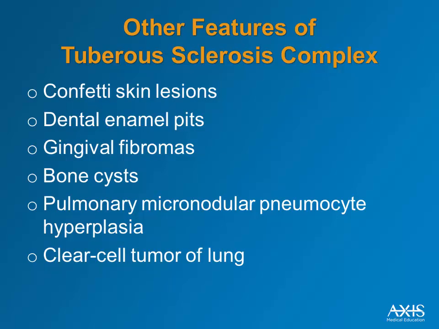There are many other clinical features of tuberous sclerosis complex, some of which are listed here: confetti skin lesions, scattered, very small punctate hypopigmented lesions on the skin. Dental enamel pits can occur, gingival fibromas on the gums, bone cysts. Another lung, or actually two other lung conditions, micronodular pneumocyte hyperplasia, and even clear cell tumor of the lung.